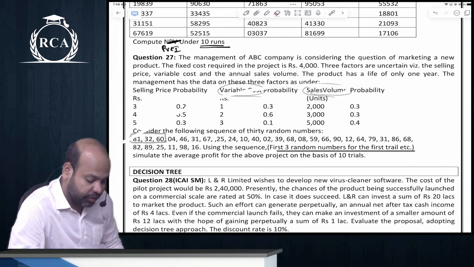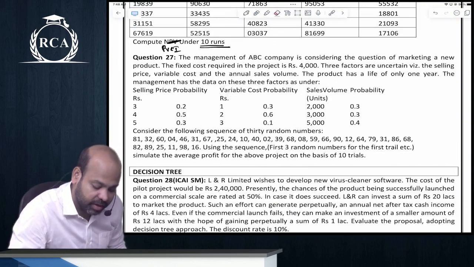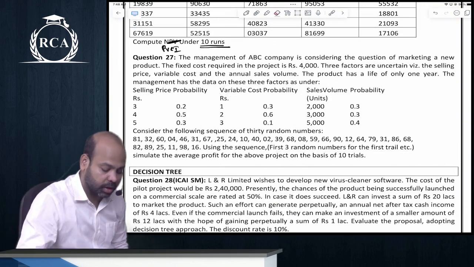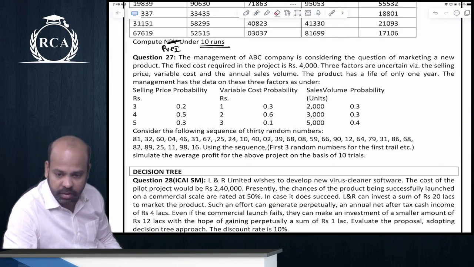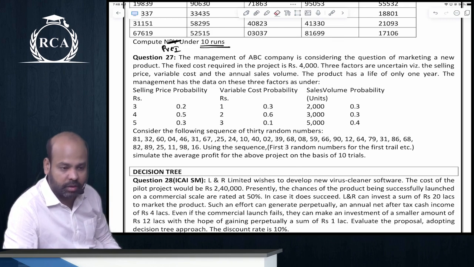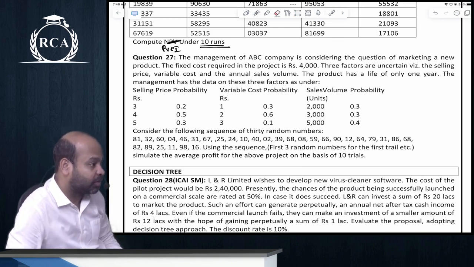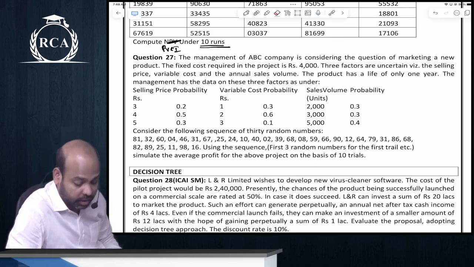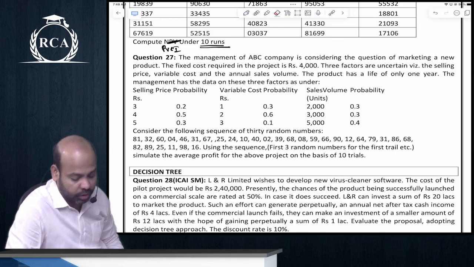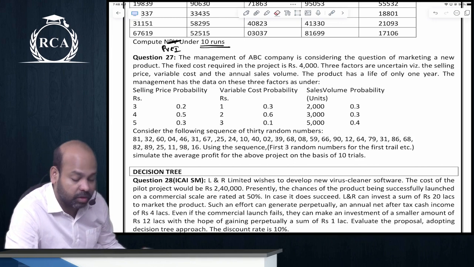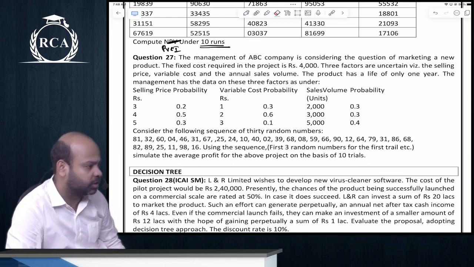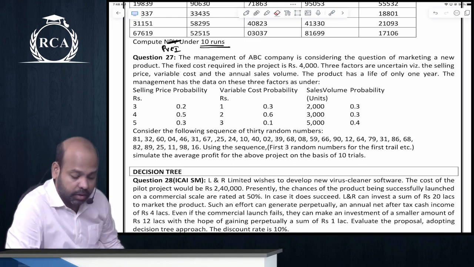The management of ABC company, guys, is considering the question of marketing a new product. The fixed cost required in the project is 4,000 rupees. This will be a parameter. This will not be an exogenous variable because irrespective of the scenarios, beta, you will take the fixed cost constant at 4,000 rupees. 3 factors are uncertain, which is selling price, variable cost, and annual sales volume. Exogenous variables. The product has a life of only 1 year.